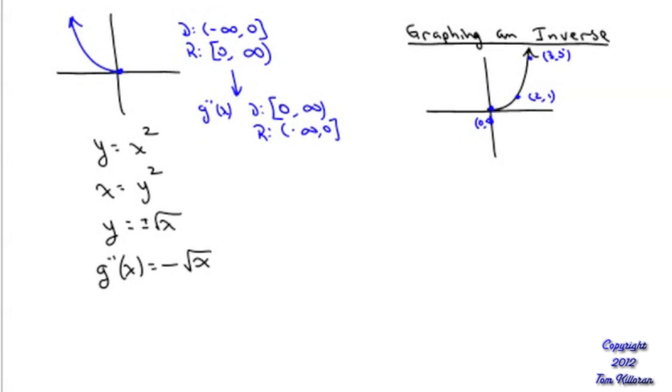So 0, 0 becomes, well, 0, 0, that's boring. 2, 1 becomes 1, 2, so it would be up here someplace. And 3, 5 becomes 5, 3, which is over here someplace. So your graph looks like this. So the black graph, let's say, is f of x, and the green graph would be f inverse of x.